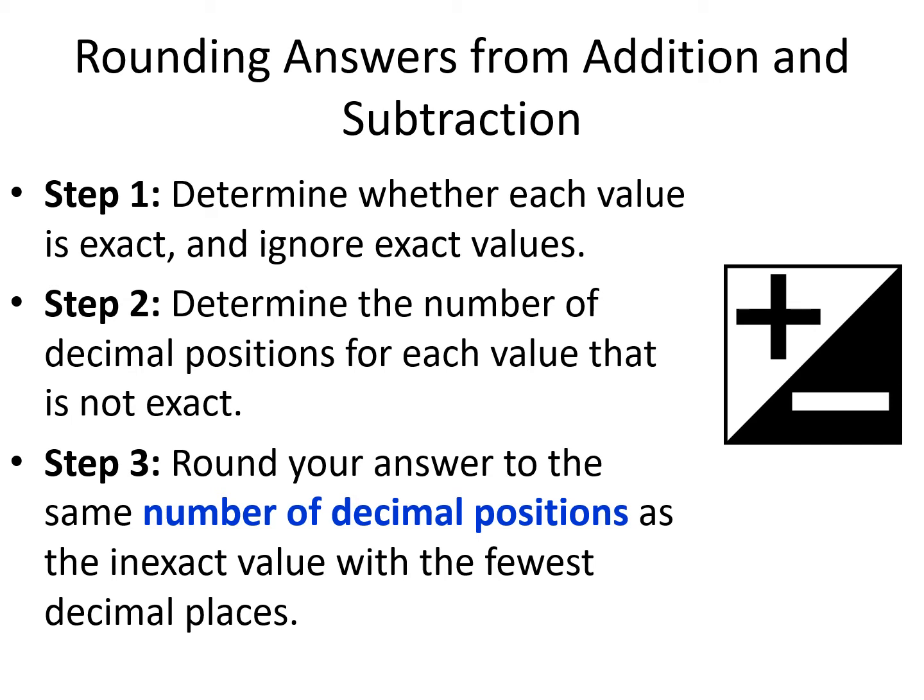My second step when I'm doing an addition or subtraction problem is to figure out how many digits after the decimal each of my starting numbers has. My third step when I'm doing an addition or subtraction is to round my answer to the same number of digits after the decimal as whichever number has the fewest decimal places.